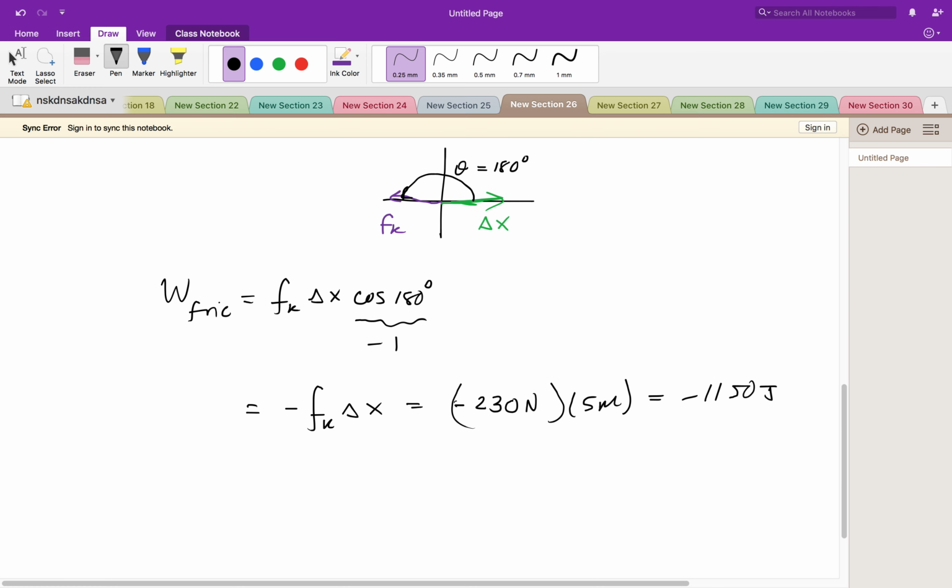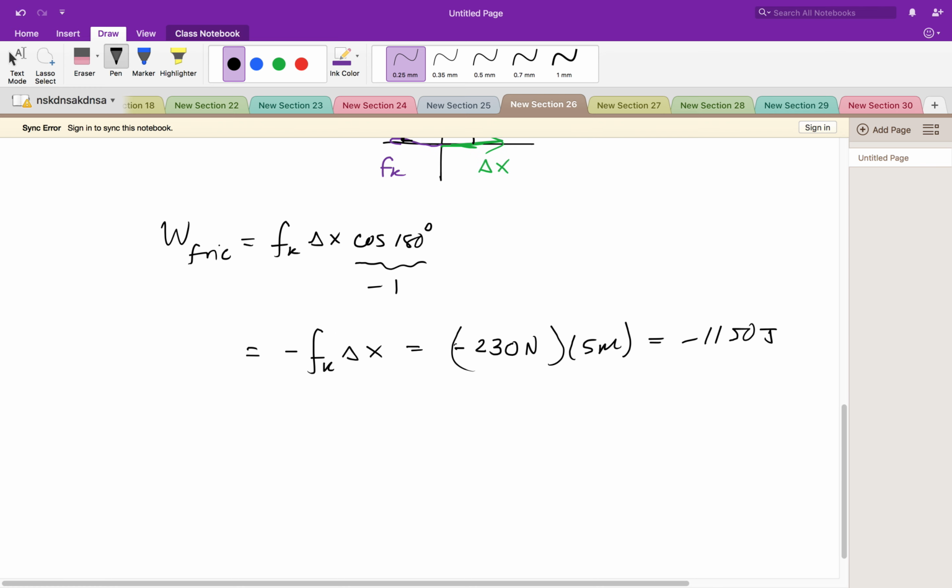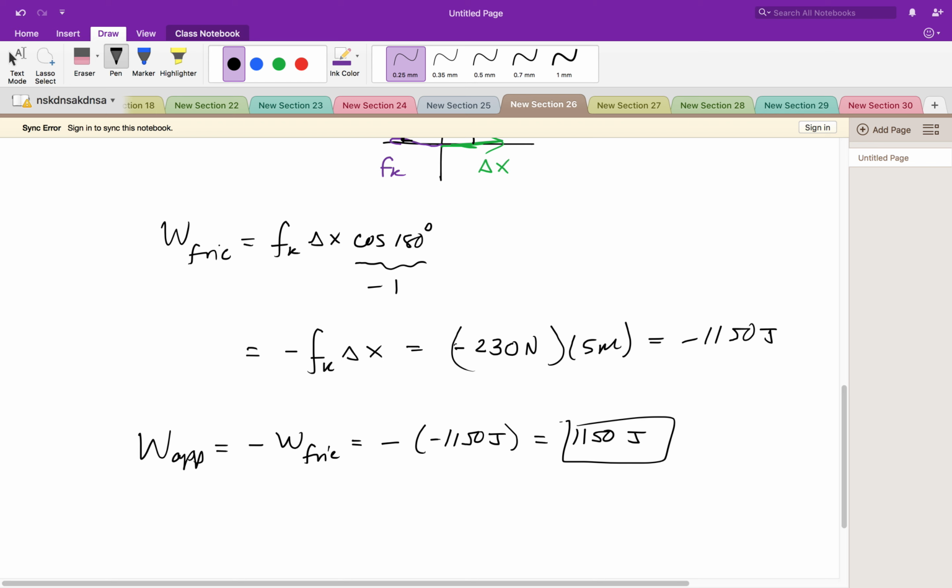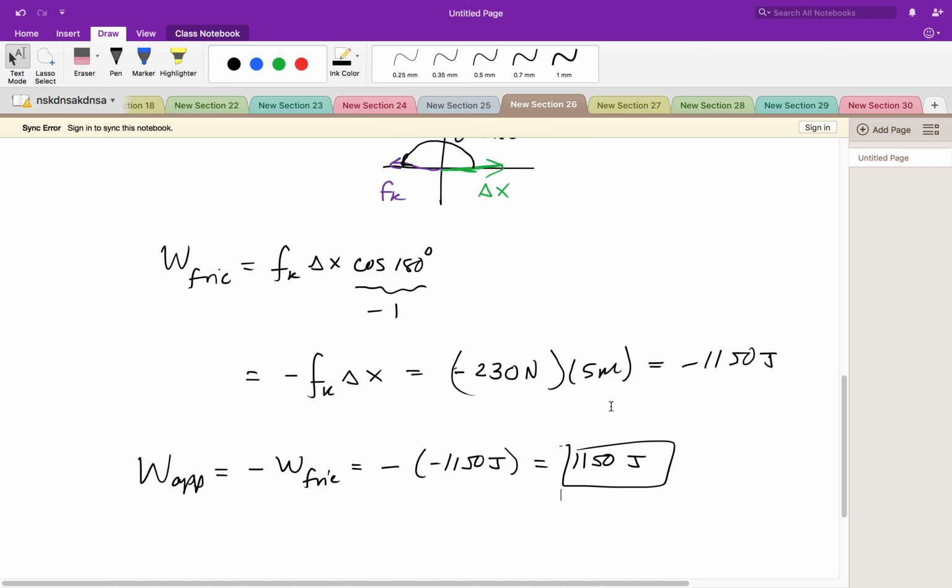Joules. Okay, good. And so, therefore, the applied work is negative the work of friction. So it's going to be negative negative 1150 joules, so that's positive. So the work done is equal and opposite, basically. And that's how you get to zero total work, and therefore no overall change in kinetic energy.